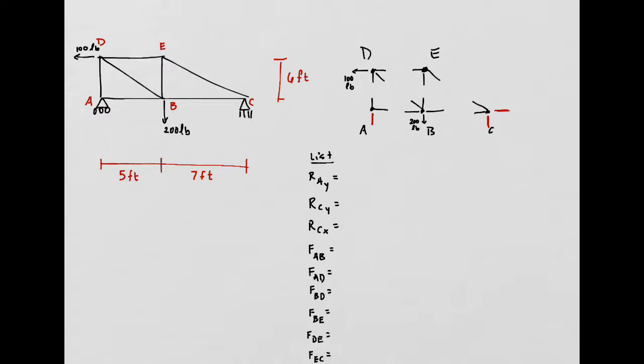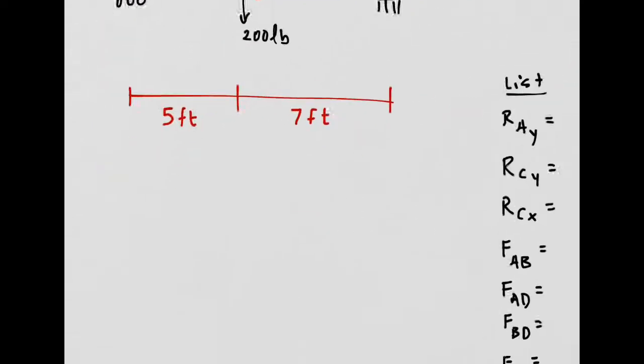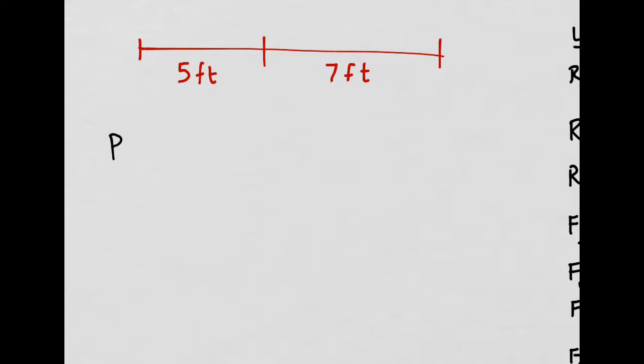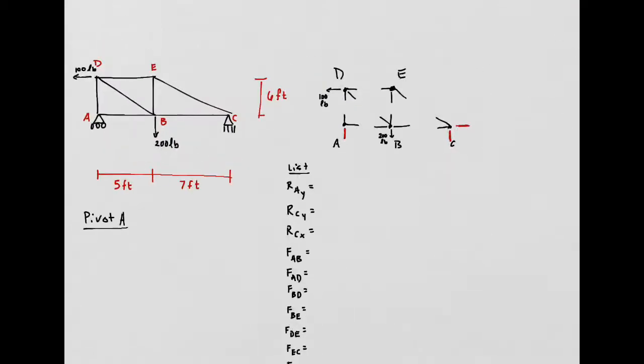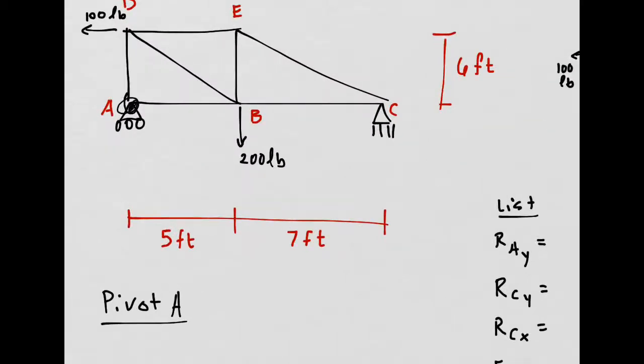So I shall pick a pivot point, which usually I'll just start with A. Pivot on A. So pick A as the pivot point.